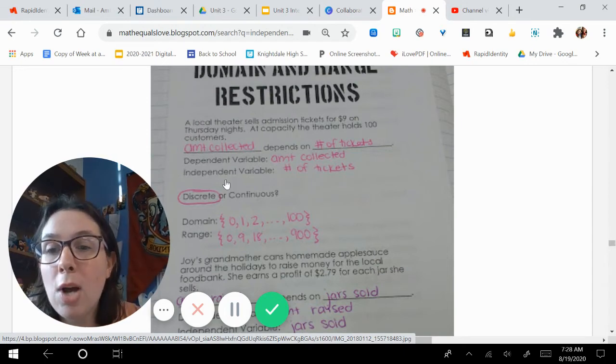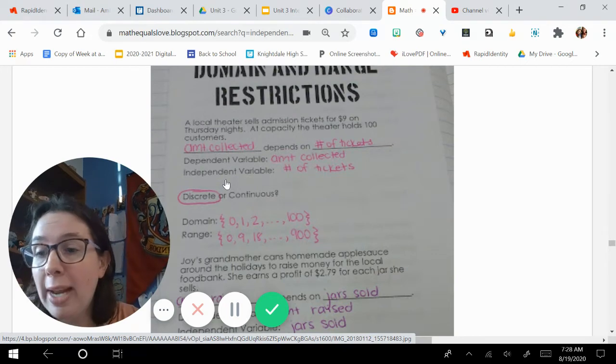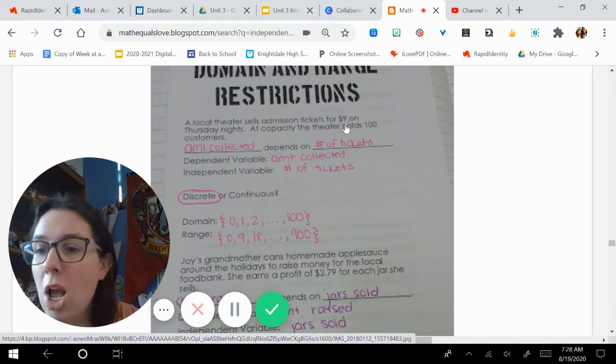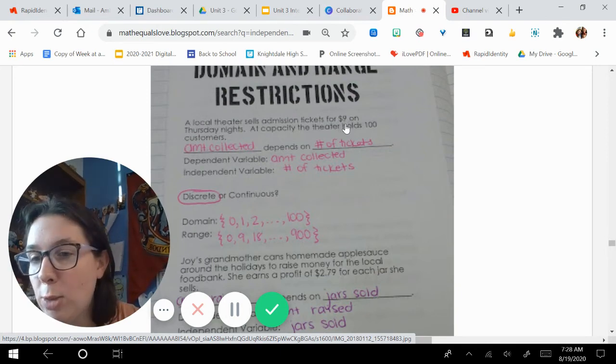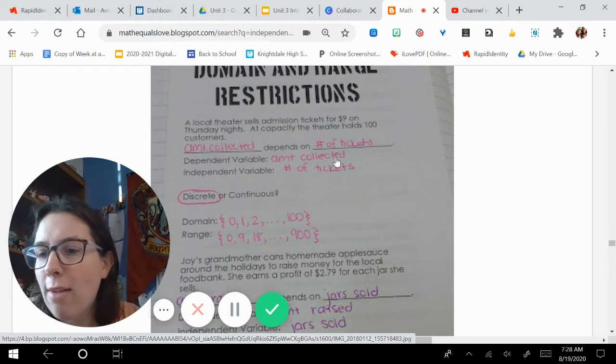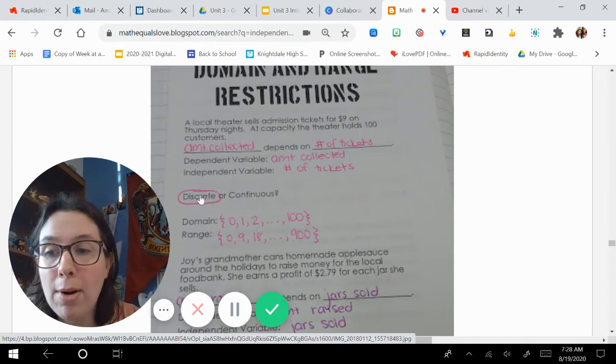So let's think about this. Our two variables are money and number of tickets. Now, money can be in change form. I can have $1.50. But in this case, I'm only talking about $9. There's no change, so we know we're not going to have any change in this problem. And then the other one is the number of tickets or people. Can you have half a ticket or half a person? No. So I won't be able to have the in-between numbers, so it has to be discrete. That means we're only going to have whole number answers.